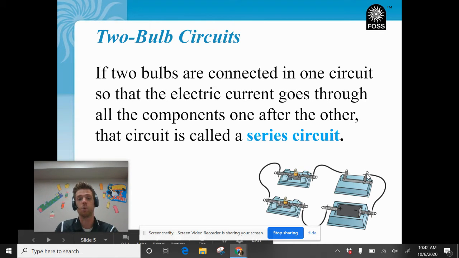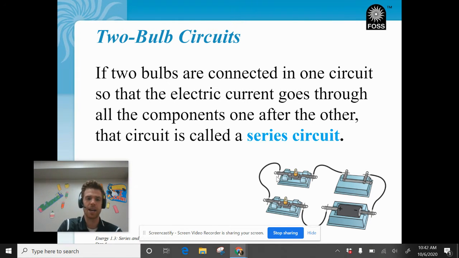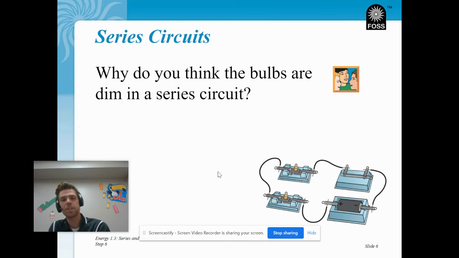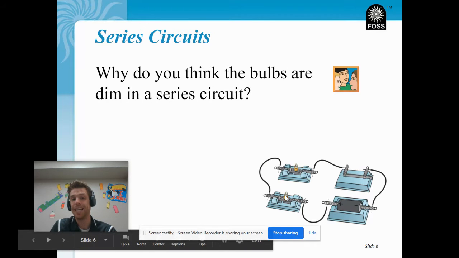Please notice that it is one giant closed series circle. And it doesn't have to be a circle, but it does have that back and around shape that we've talked about many times. This is a series circuit. Now, if you were to do this, you would see that the light bulbs are very dim. Okay? Why do you think the light bulbs are so dim?